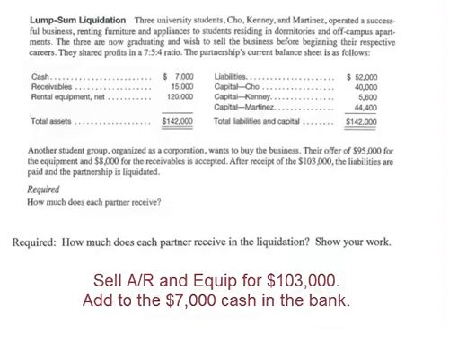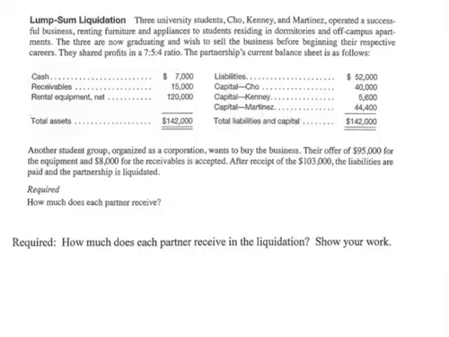What assets will they have after they make the sale? All they'll have is cash of $110,000. First to get paid, though, are the liabilities. So $110,000 minus $52,000 is going to leave $58,000 to distribute among the three partners.